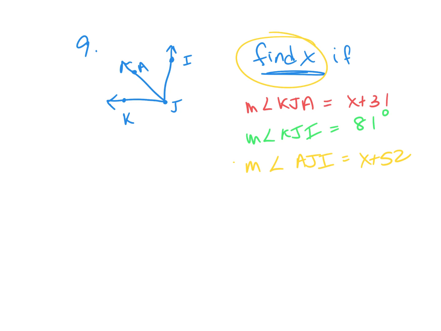So let's start with the red one. KJA, can everybody see it's this guy right here? So that's X plus 31. KJI is the whole thing. That guy's going to be green, and that is 81 degrees. And the yellow one is AJI. If you want, just run your pencil there, and you know the yellow one goes right here. Does everybody understand where to put things? All right, so who are the two pieces? Give me colors. Red and yellow.